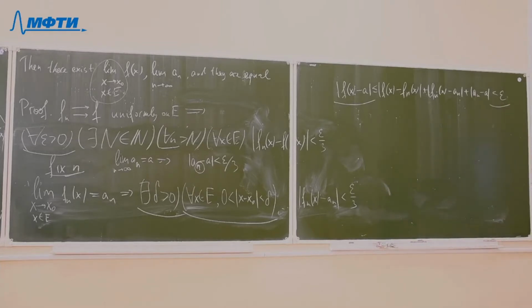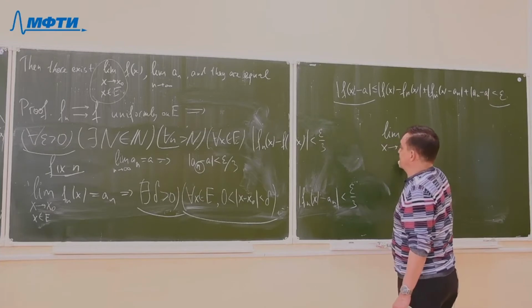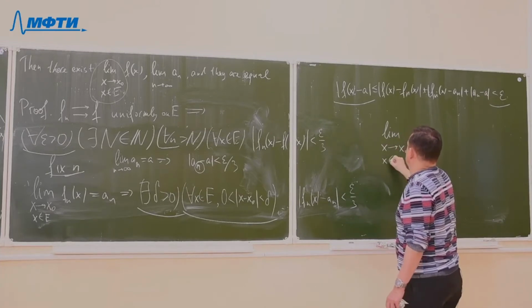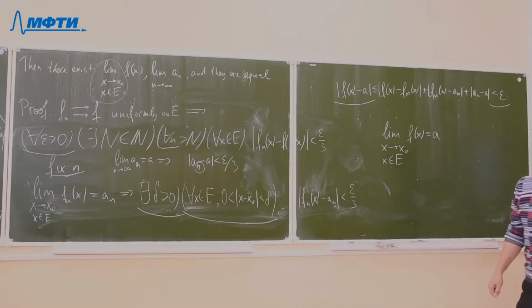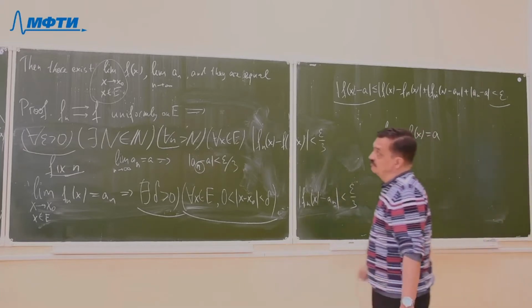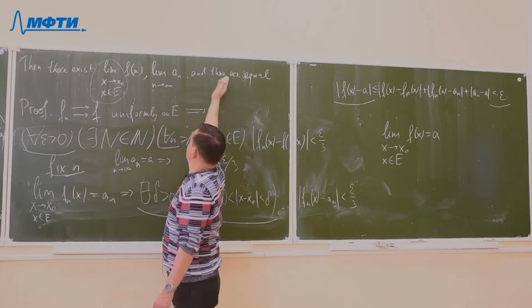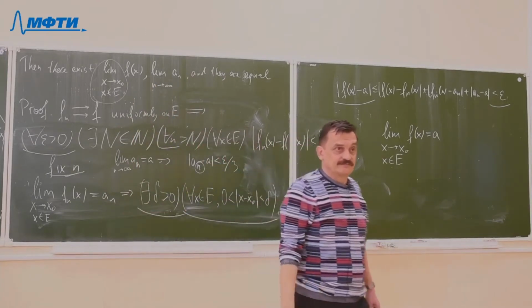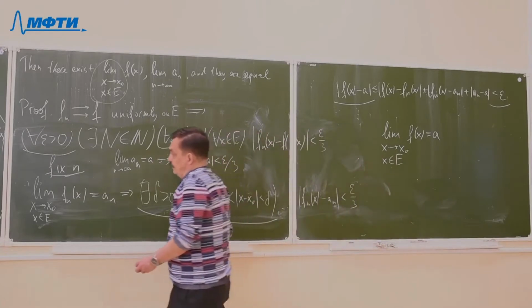What is underlined is precisely the definition that the limit as x tends to x naught, x in E, of f of x equals a. So simultaneously we have proved the existence of this limit and the fact that it equals a, right? The theorem is proved. Okay.